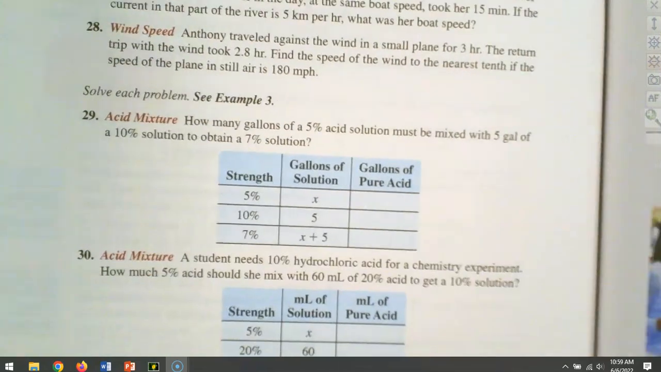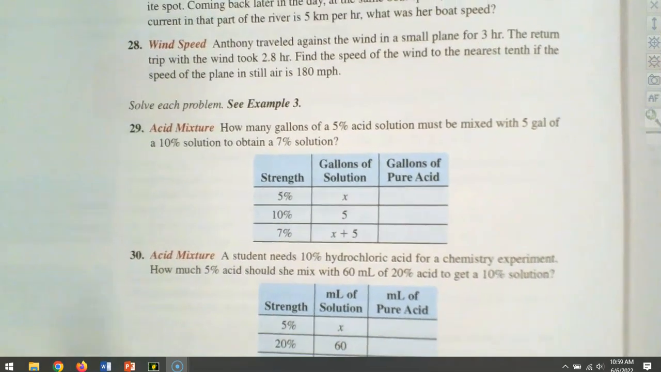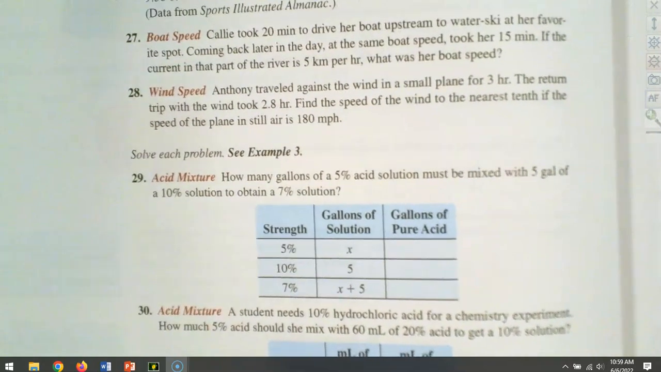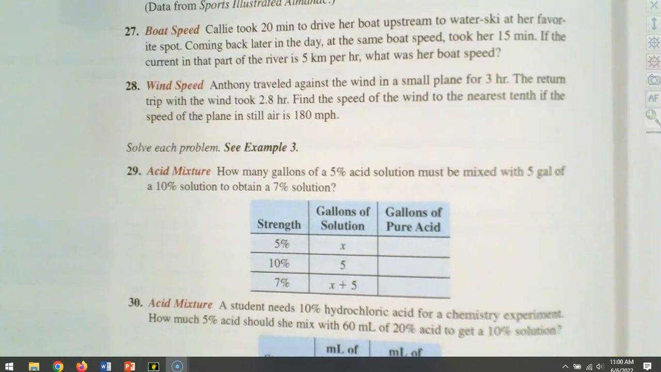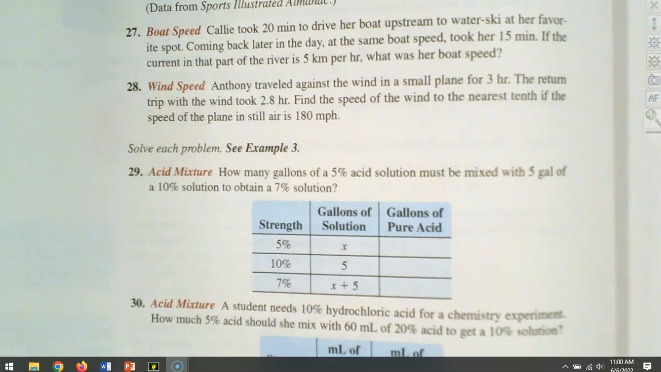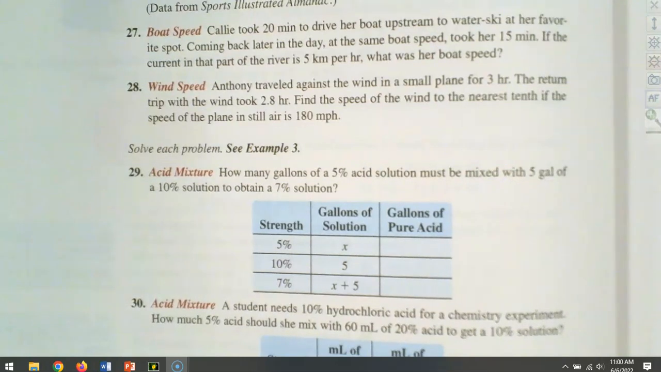So this one's a little bit different from the last one here. And what we're looking at in this one is the speed of the wind. And the wind can either increase the speed or decrease the speed of an airplane, whether you're going with it or against the wind. So an airplane has a maximum speed that it can go. Now it might be able to go a little bit faster if the wind is helping it, and a little bit slower if the wind is pushing it back. So we're going to look at 28.